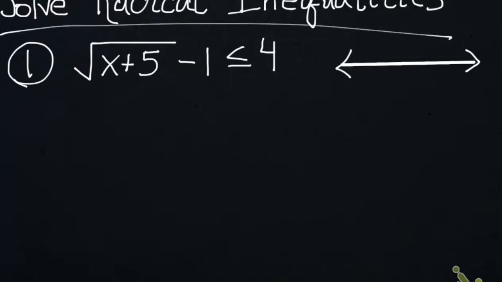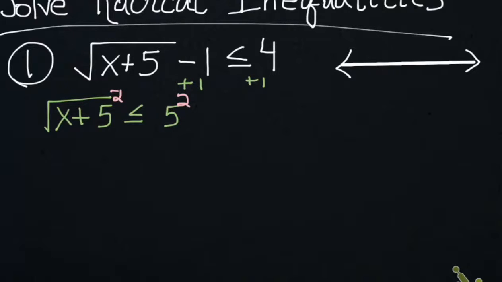So my square root of x plus 5 needs to be by itself on one side of the equation. In order to accomplish that, I have to add 1 to both sides. So I get the square root of x plus 5 is less than or equal to 5. Now, I have to get rid of the radical. We need to raise it to the power. Since it's a square root, I'm going to square both sides.